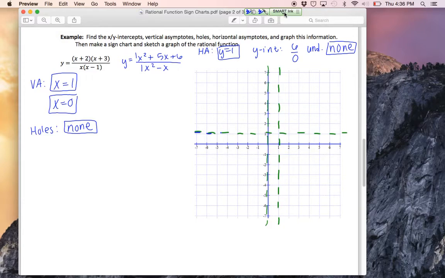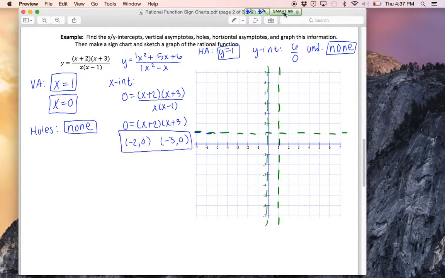And then last but not least, we've got our x-intercepts. Now remember I said with x-intercepts, you cross off the common factors, which there aren't any, and then you substitute 0 for y. So you have 0 equals (x plus 2)(x plus 3) divided by x(x minus 1). Multiply both sides by the denominator, and you get 0 equals (x plus 2)(x plus 3). So you have (-2, 0) as an x-intercept and (-3, 0) as an x-intercept. So I'm going to plot those points, (-2, 0) and (-3, 0).